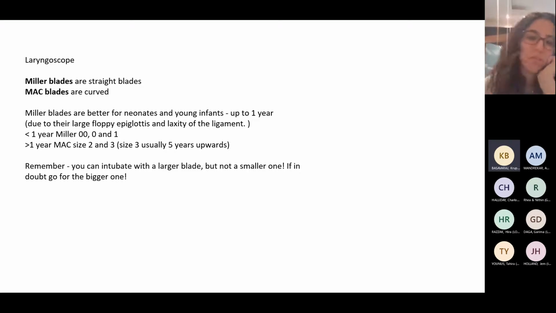However, there's something else called Miller blades, which are straight blades, and these are designed to directly lift the epiglottis. We would prefer to use them in children under a year because of their floppy epiglottis and laxity of the ligaments. And the MAC blades are curved, and they sit in the vallecula and they lift the epiglottis indirectly, but put pressure on the glossoepiglottic ligament.